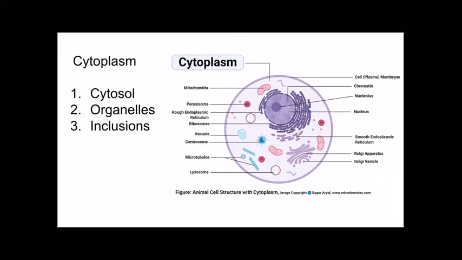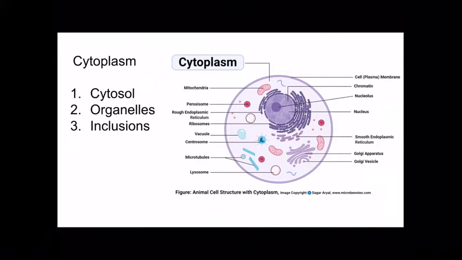So the three parts of the cytoplasm are the cytosol, which is the fluid, the intracellular fluid, the organelles, which we're going to look at in more detail in this video, and the inclusions, which are temporary storage, things that are being temporarily stored in the cell.